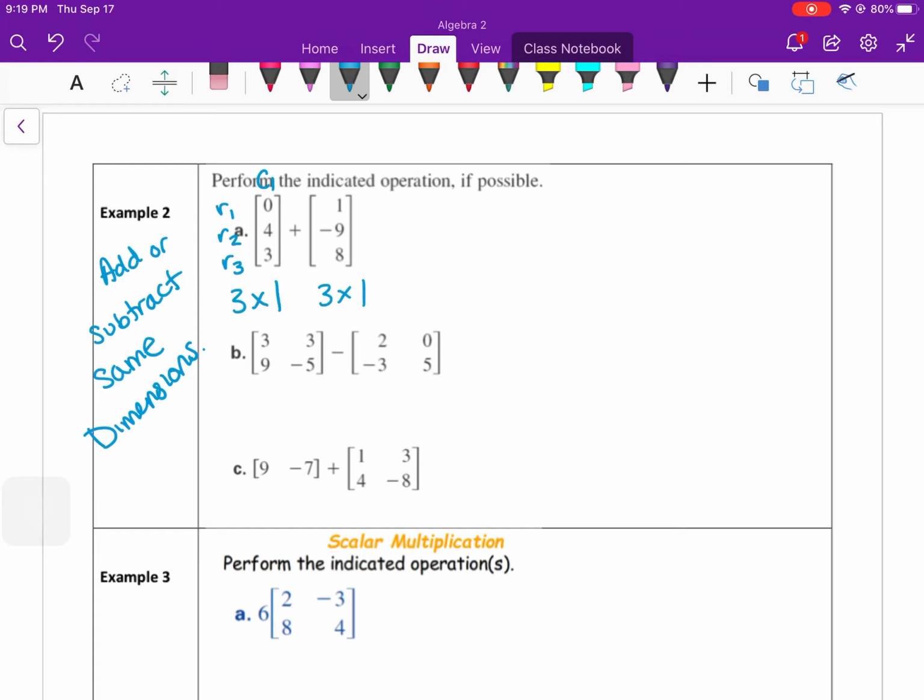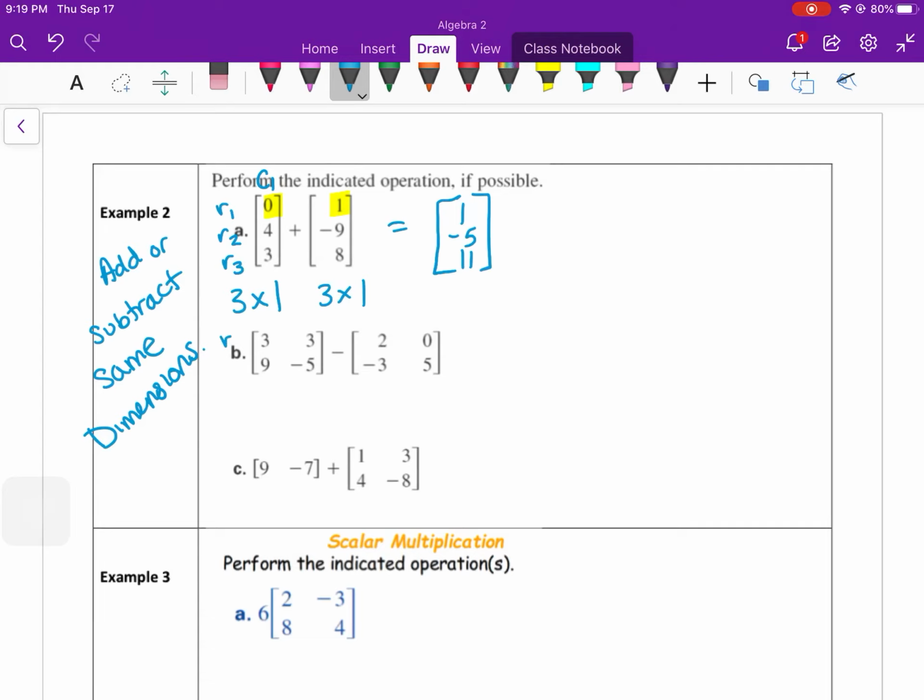So since they have the same dimensions, you can add the corresponding spots. And when adding or subtracting, your final answer will be a 3 by 1 as well. So 0 plus 1 is 1, 4 plus -9 is -5, 3 plus 8 is 11.